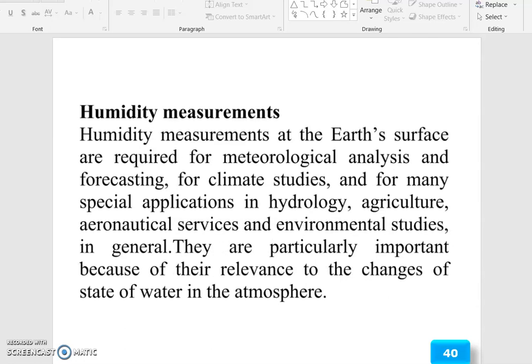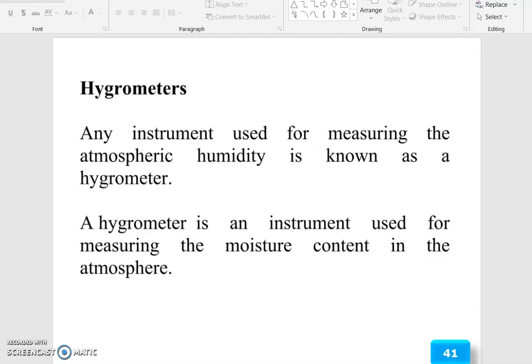Humidity measurement. Humidity measurements at the surface are required for meteorological analysis and forecasting, for climate studies, and for many special applications in hydrology, agriculture, aeronautical services, and environmental studies in general. They are particularly important because of their relevance to the changes of state of water in the atmosphere. Hygrometer, an instrument used for measuring the atmospheric humidity, is known as a hygrometer. A hygrometer is an instrument used for measuring the moisture content in the atmosphere.